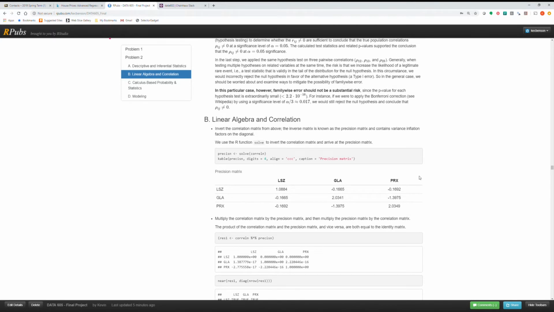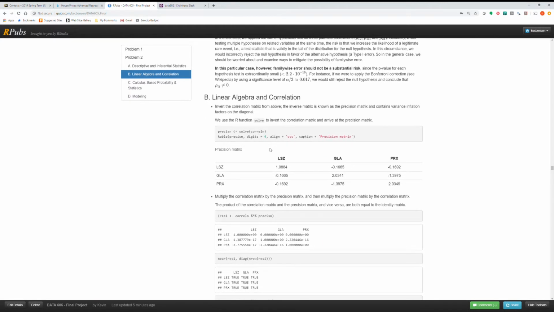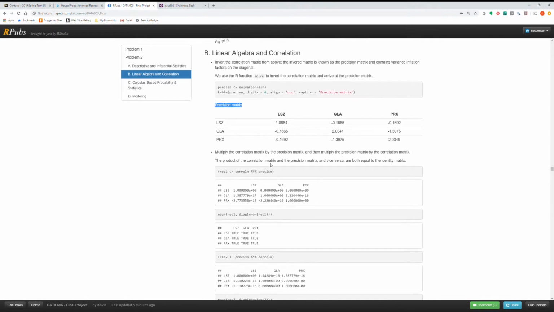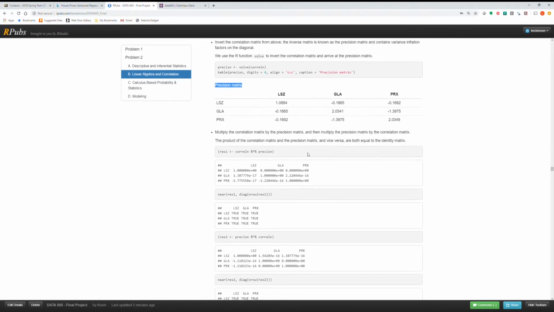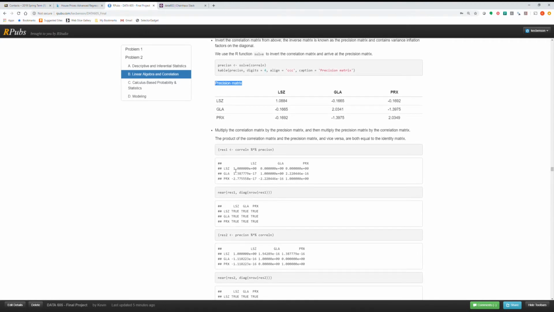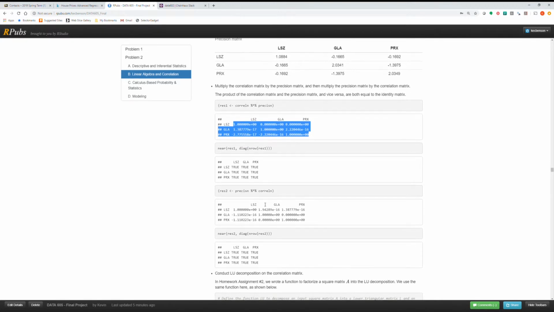The next section of the question asks for an inversion of the correlation matrix above. We use R to invert the correlation matrix to arrive at the precision matrix. Next, we multiply the correlation matrix by the precision matrix, and vice versa. In both cases, we get the identity matrix approximately with small errors.